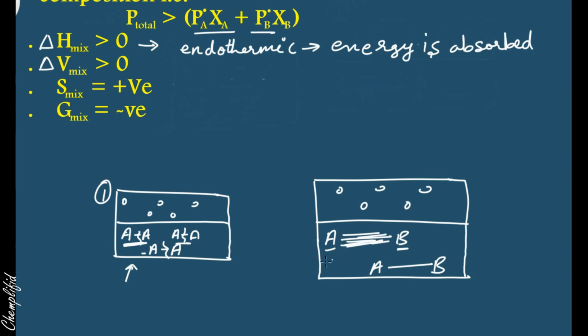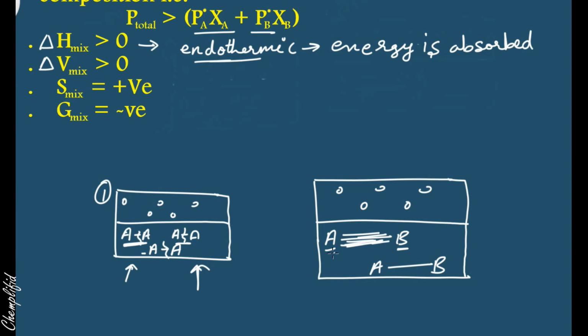Now, to break this bond between AA and BB, some energy must be provided. Some energy must be given to these components so that the bond can be broken. That's why delta H mixing is endothermic. I hope you get the point. To break the bonds between component AA and component BB, some energy must be provided. That's why delta H mixing is greater than 0.